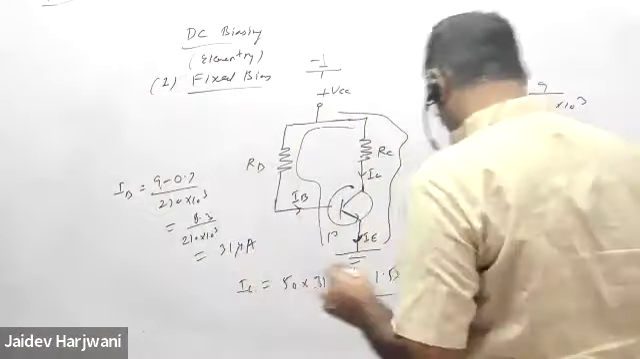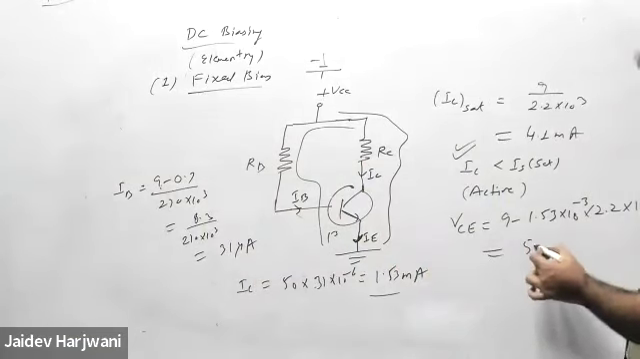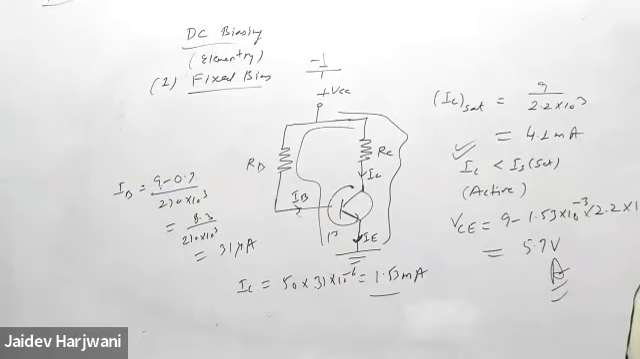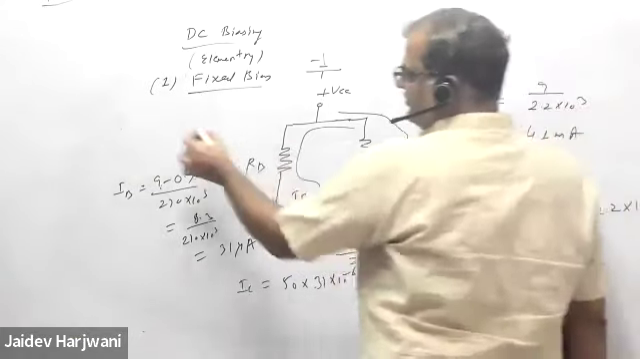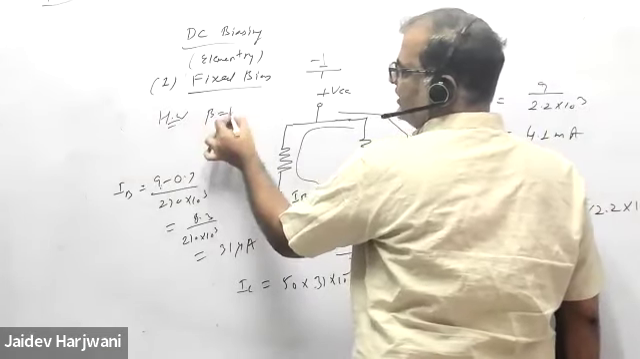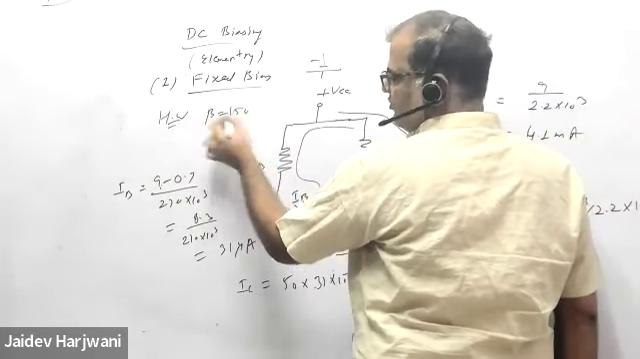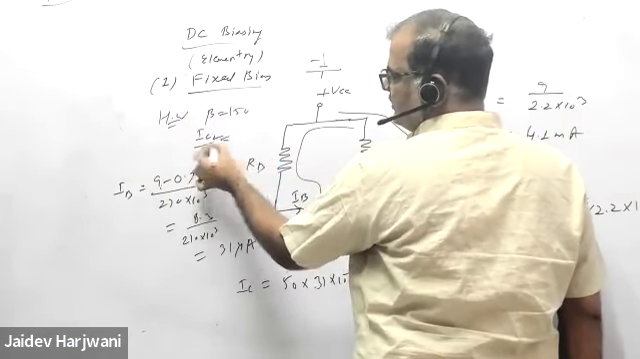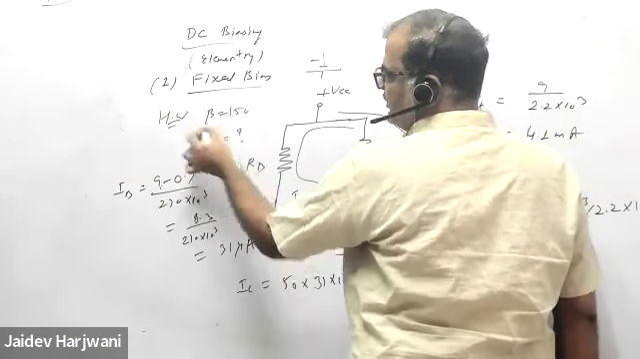5.7 volt. Okay, 5.7 volt. Now the same question is homework for you with the same values. Only you have to make beta now 150, and you have to find the ratio IC2 by IC1. You have to calculate.